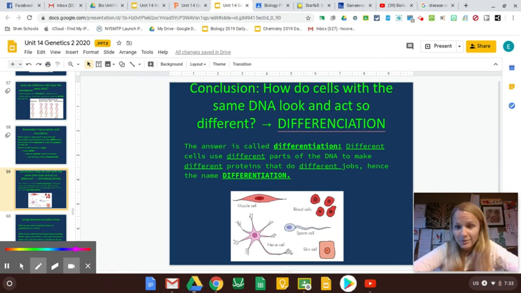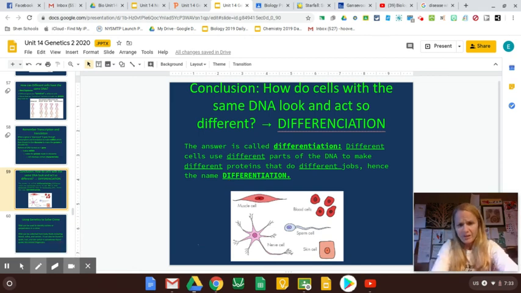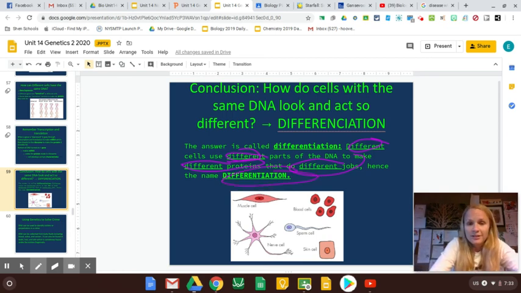So what do we call this? We call this differentiation. So what do we call it when different cells use different parts of the DNA to make different proteins, which have different jobs, and then make them look different and act different? Well, we're going to call it differentiation, which I actually spelled wrong there. Okay, so it's called differentiation when you use different parts of the genes to make different cells with different proteins and different jobs. Differentiation. Same DNA, different parts, different cells.